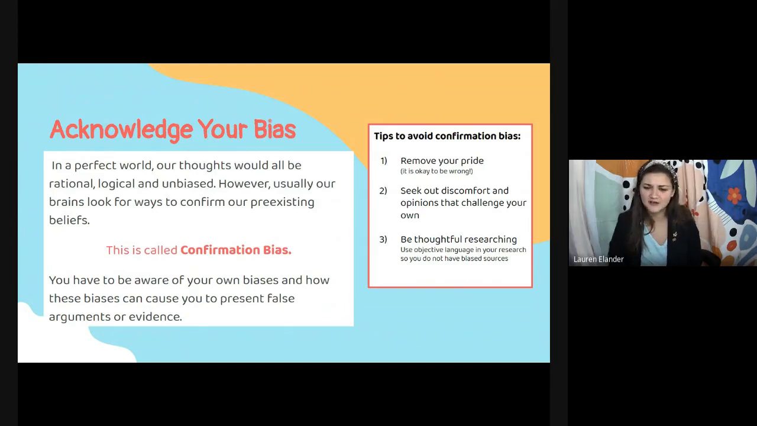And lastly, be thoughtful in your researching. If you Google "bananas good for you," you're only going to get information about bananas being good for you. Think about using objective language when you're searching things on the internet so that you don't get biased sources. A better thing instead of "bananas good for you" might be "banana nutritional facts."